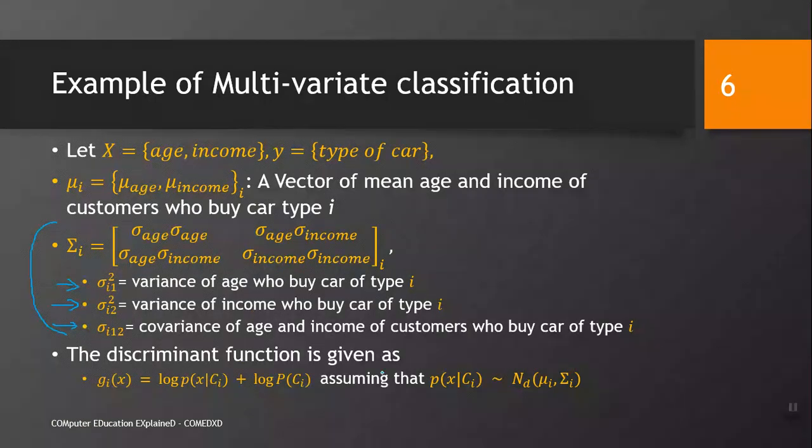The discriminant function is the function that is used for the discrimination or the classification, that could be written as this, as we have previously seen this function. So, it has been reproduced here again. Assuming that probability of x given c belongs to some normal distribution with these parameters, right.